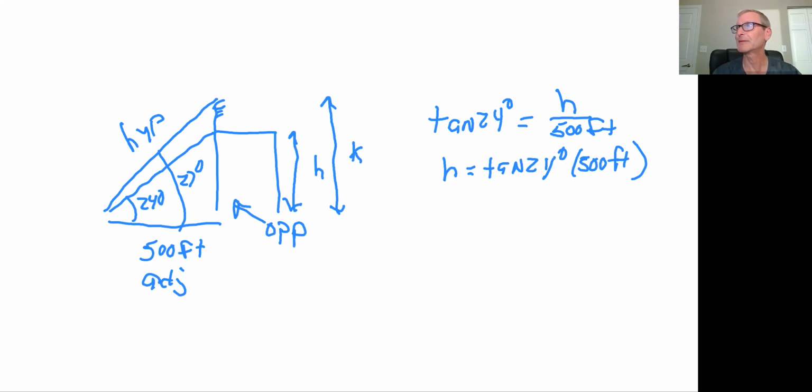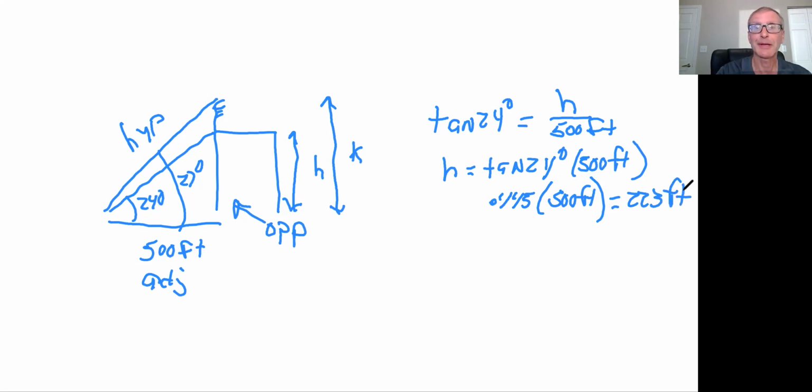So when you plug that into the calculator, tan of 24 is 0.445. So that would be 0.445 times 500 feet. And if we round to the nearest foot, you end up with 223 feet.